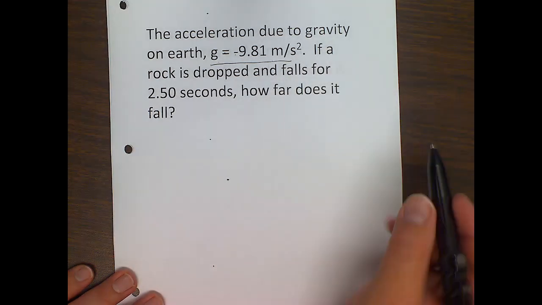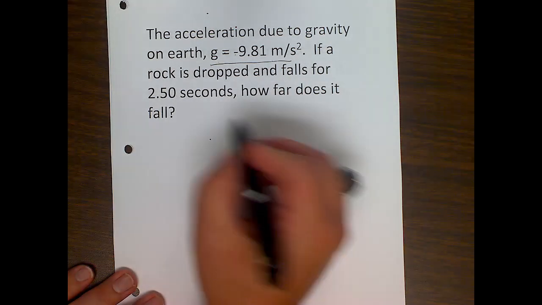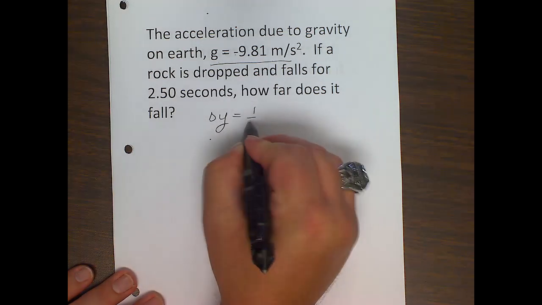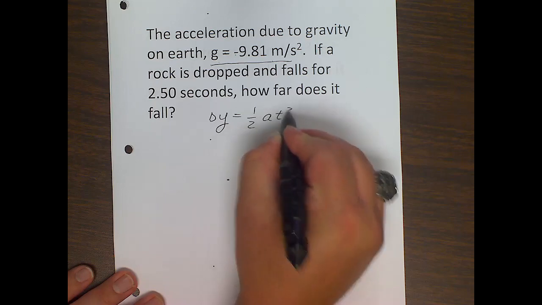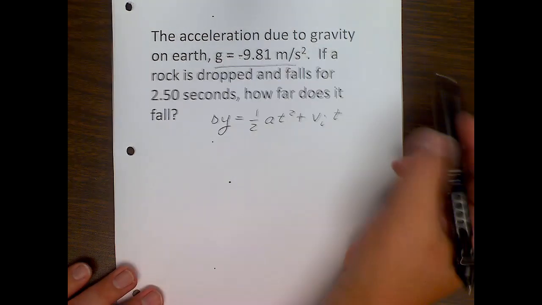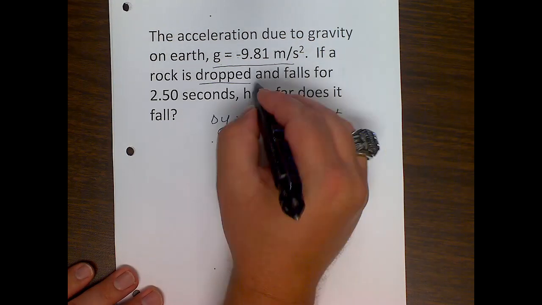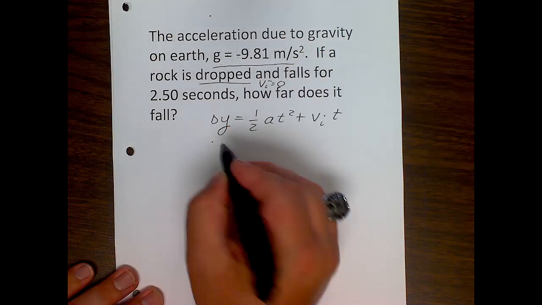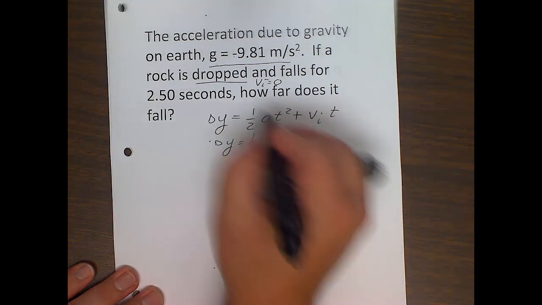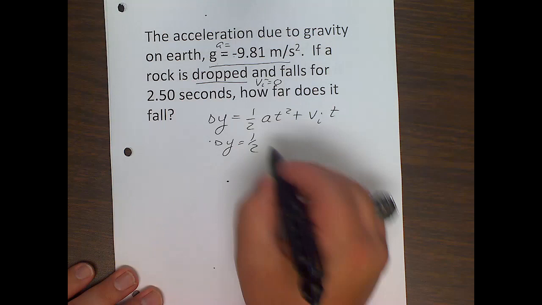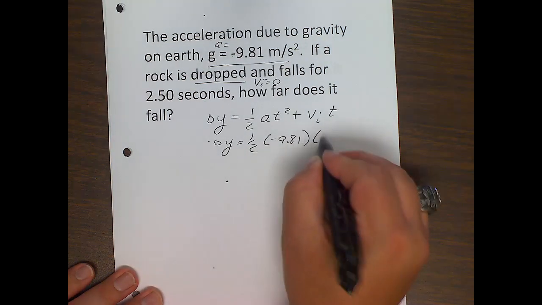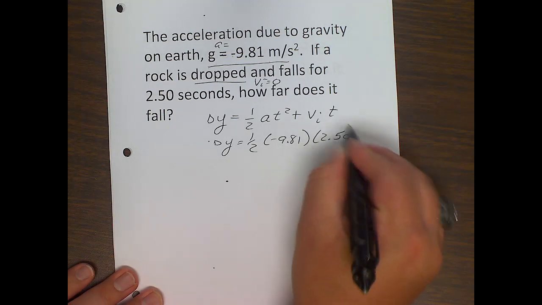If a rock is dropped and falls for 2.5 seconds, how far does it go? Well, I'm going to write this in terms of a delta y, 1/2 at squared plus Vi t. It's dropped, so Vi is 0. Acceleration is acceleration due to gravity. That's a negative 9.81 meters per second squared, and it falls for 2.50 seconds.